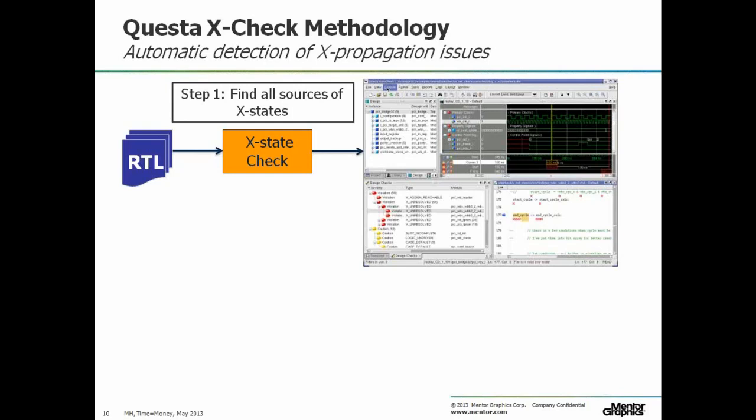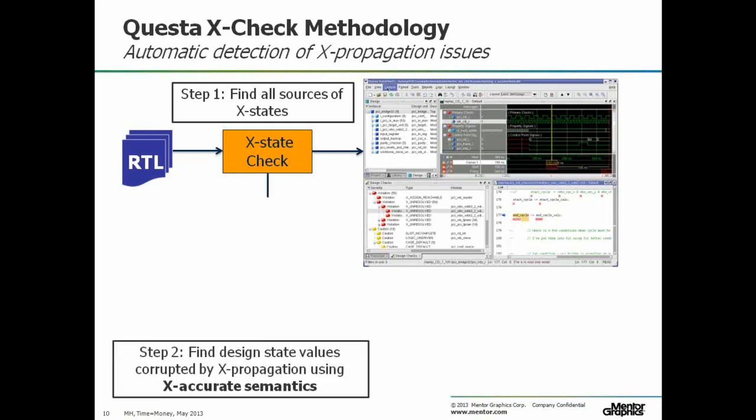So they may be unreset registers, which you may live with. They may be bus contention issues. There may be arithmetic exceptions. These are ones you probably want to fix. So the initial step is to understand the sources of the X's, classify them, fix the ones you need to, and then things like the unreset registers you may want to live with.